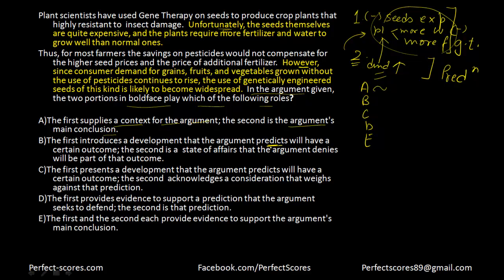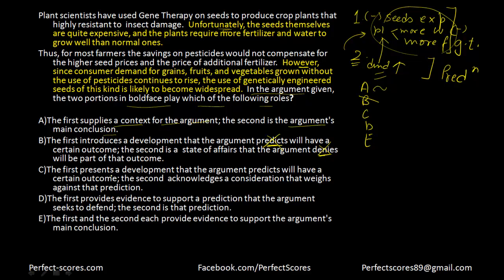Now remember, the prediction was done for the second phrase. The second is a state of affairs that the argument denies will be part of that outcome. Actually, the argument is saying that seeds of this kind, the use of such seeds will become widespread. That means the argument is not denying it, and the first statement was not a prediction. We know B is incorrect.